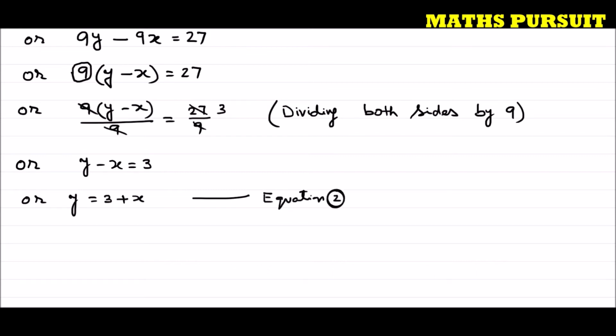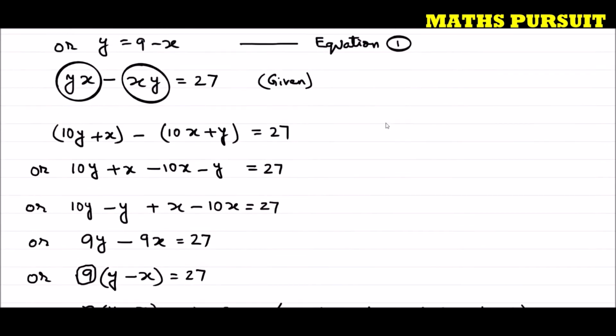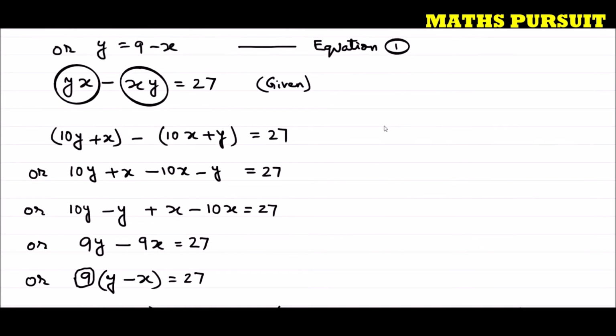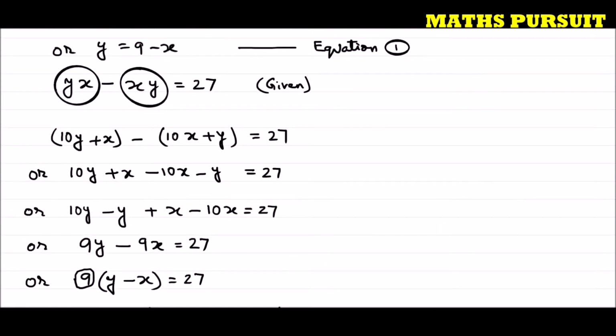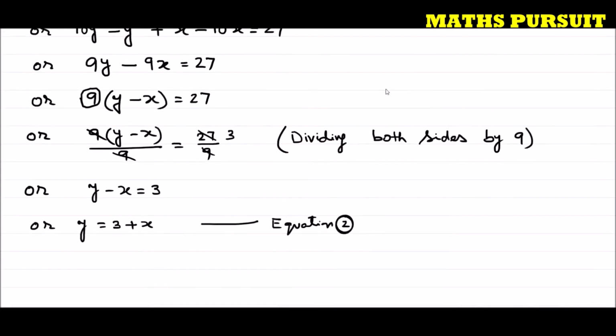Now guys, as I told you earlier, we got one equation earlier. We got y is equal to 9 minus x as our equation 1. If you look at this row, we got y is equal to 9 minus x, and here we got y is equal to 3 plus x.